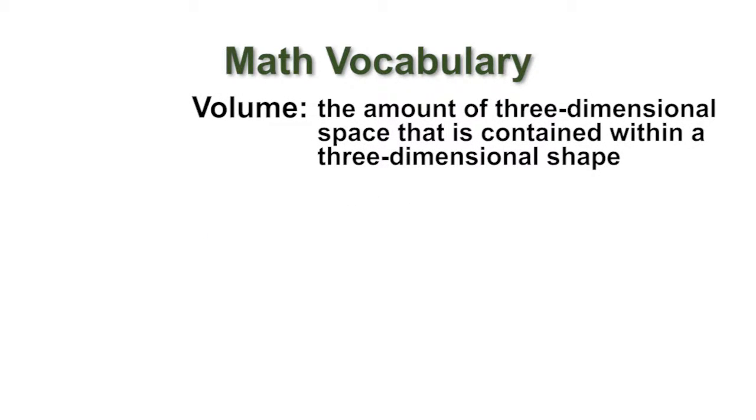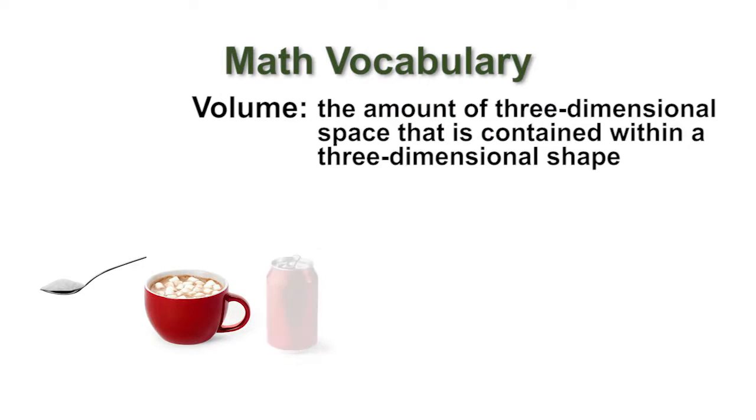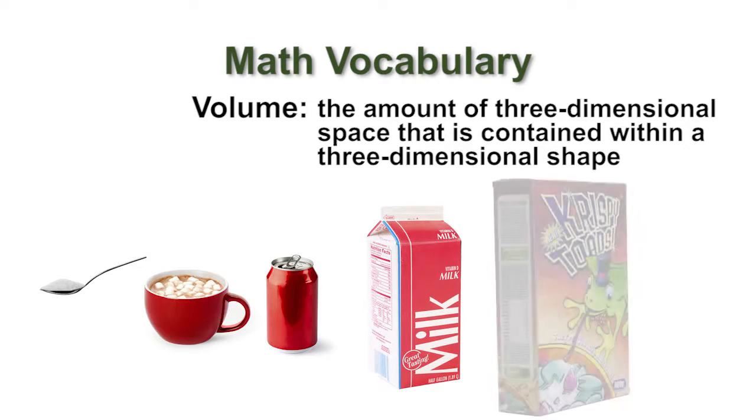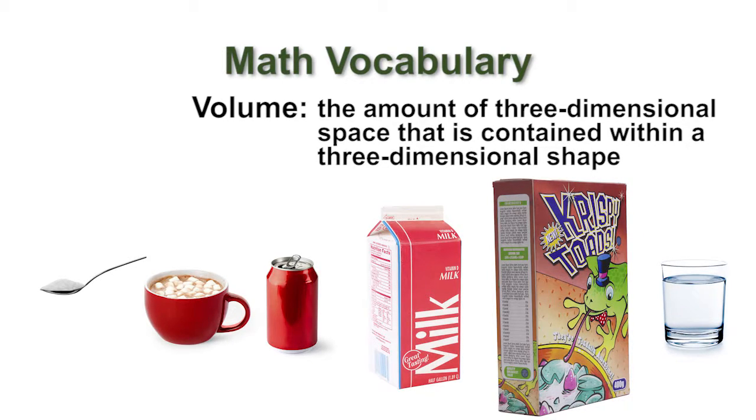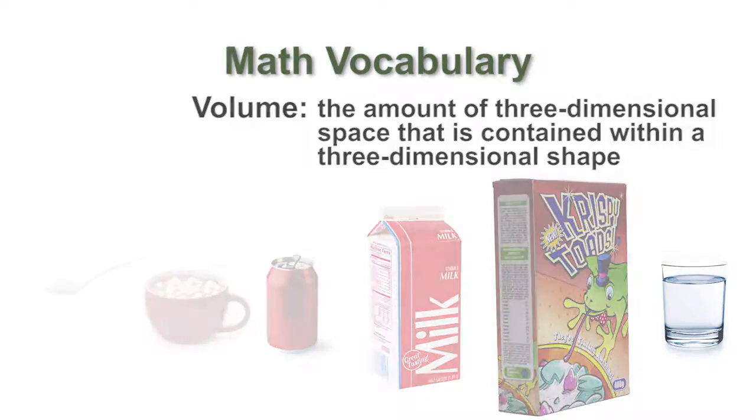Volume is another attribute that can be measured. Volume is how much space something takes up. Volume is often described in terms of containers. For example, a spoonful of sugar, a mug of cocoa, a can of soda, a carton of milk, a box of cereal, glass of water, etc.